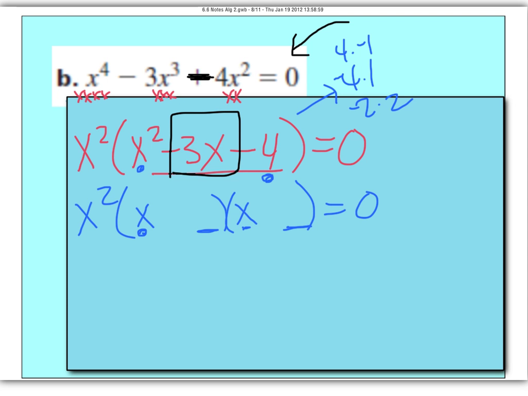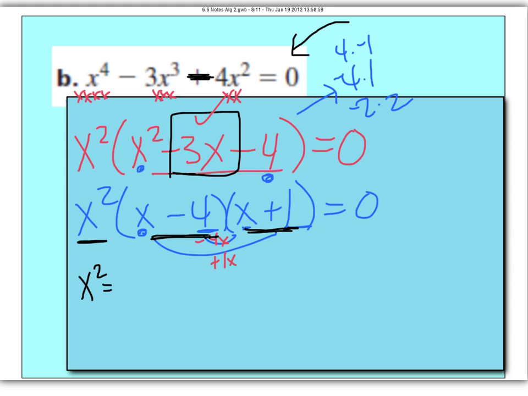If you do that, a negative 4 plus 1 multiplies to negative 4. If you test it out, this will be a negative 4x. This is a plus 1x, which adds to negative 3x, so we have it. So this is completely factored. The last thing you do for factor and solve is you just take each factor, this one, and this one. You set them equal to 0, and you solve.